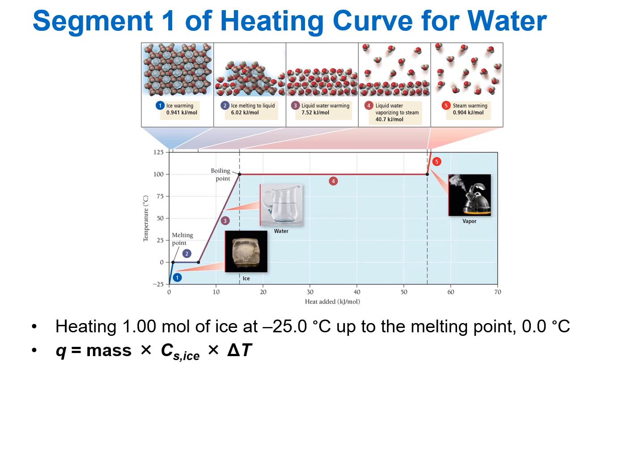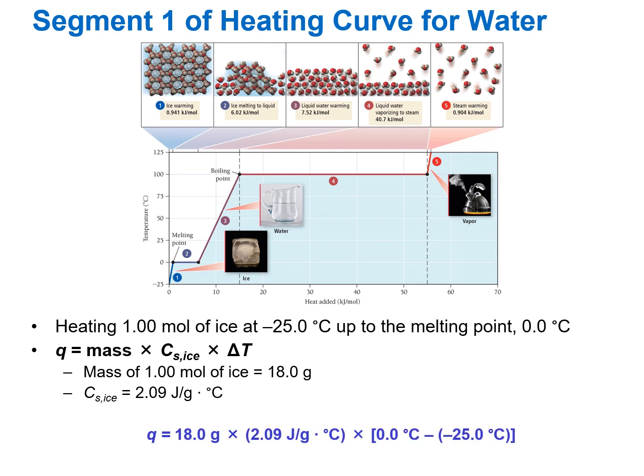We are going to use this equation where Q equals the mass times the specific heat of ice times the temperature change that the ice is going to go through. The mass is 1 mole, which is about 18 grams, and our specific heat is right here. If we just plug those numbers in, we can do the calculation, and we can see this is going to take about 0.94 kilojoules in order to make that transition happen.